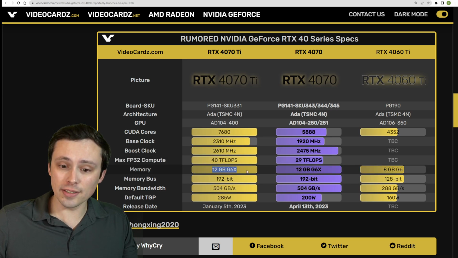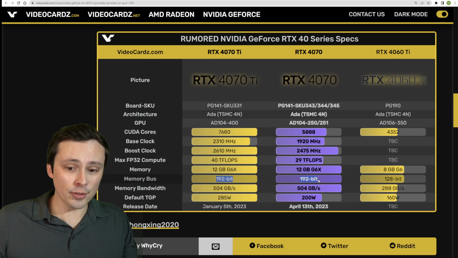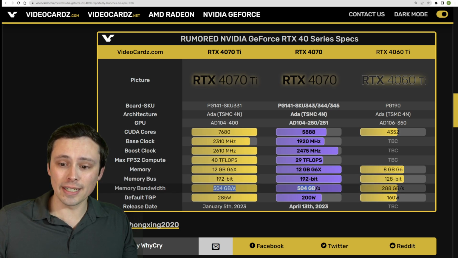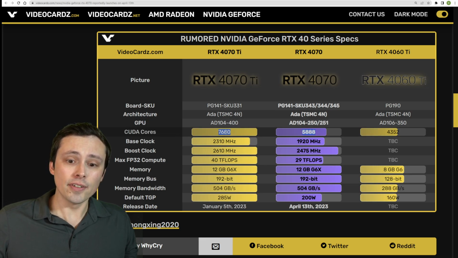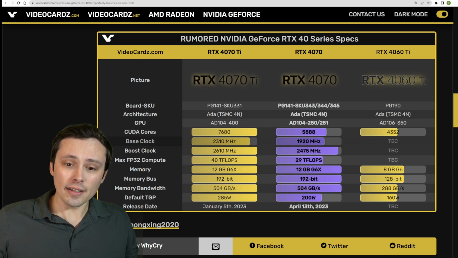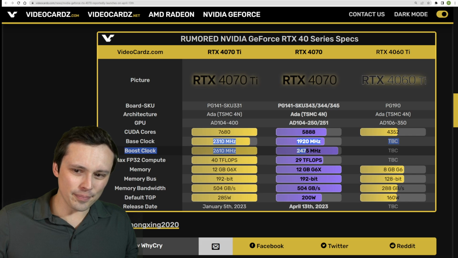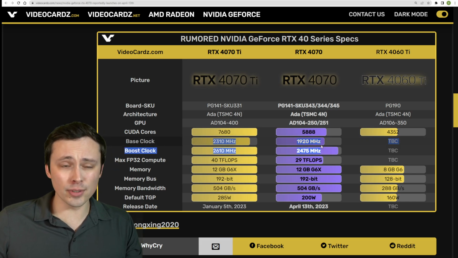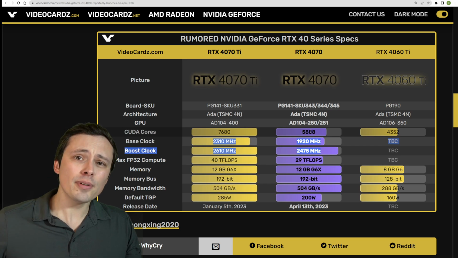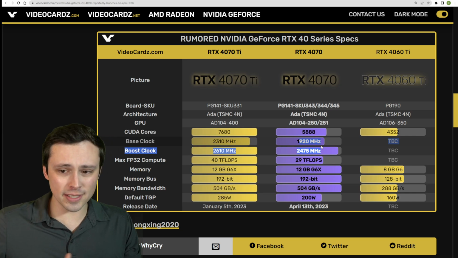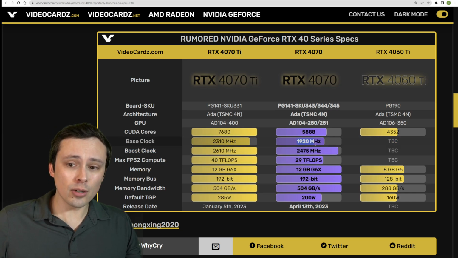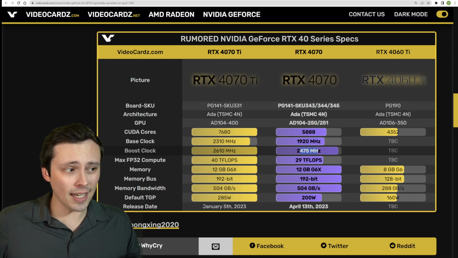It has the same 12 gigabytes of GDDR6X memory running on the same 192-bit bus, giving it 504 gigabytes per second of memory bandwidth. However, where the differences mainly come in is far fewer CUDA cores, 5,888 versus 7,680. The rumors also point to having a lower base clock and boost clock. Now, this seems weird to me because on previous GPUs, I've seen the models with a cut-down die with fewer CUDA cores able to clock higher to make up some of that performance gap. But anyway, the current rumors do point to a lower base clock and boost clock compared to the 4070 Ti, so make of that what you will.